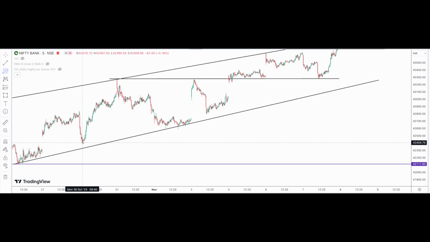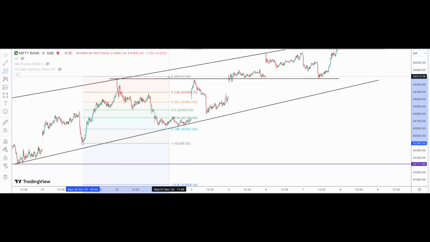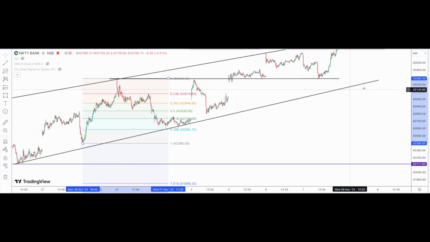Now once market started to reverse from here, what will become the recent swing low? This will become the recent swing low and this will become the recent swing high. So from swing low to swing high, if you draw the Fibonacci level, market came down, broke 0.618, held on to this range later.